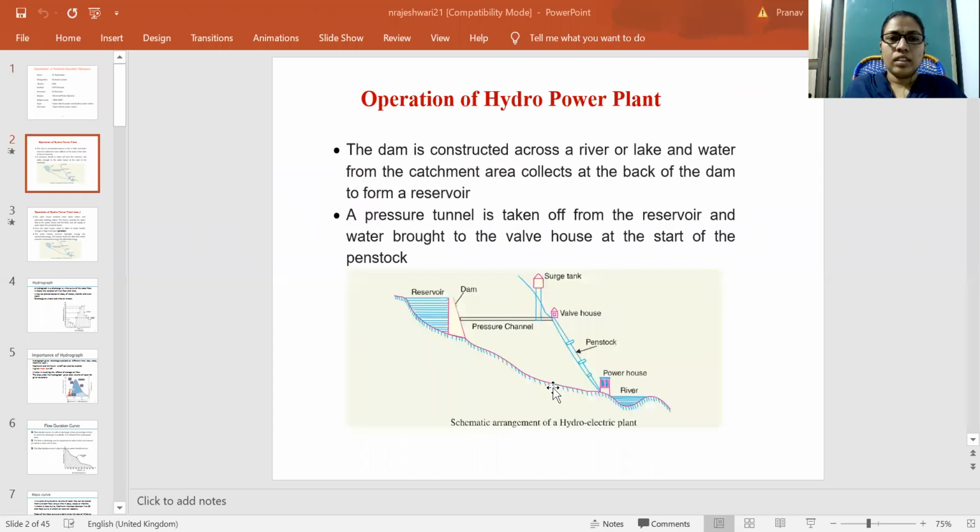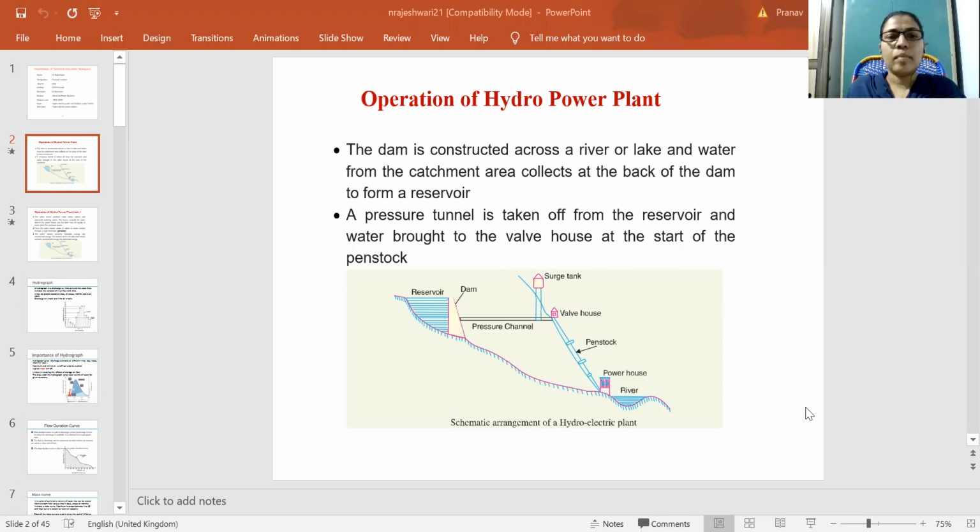In that, I already explained what hydropower plants are, the fuel of a hydroelectric power station, and site selection for the hydroelectric power station. So, today, the operation and working of a hydroelectric power station, or power plant.